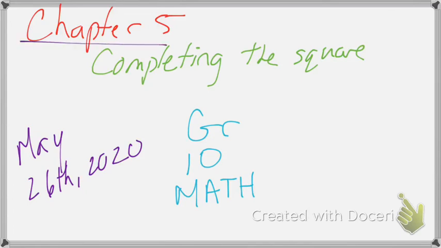This is chapter 5, and we're going to be completing the square. I like putting that in quotes, just because when I say it, I like to do the air quotes, and we're going to "complete the square." It sounds weird to me.